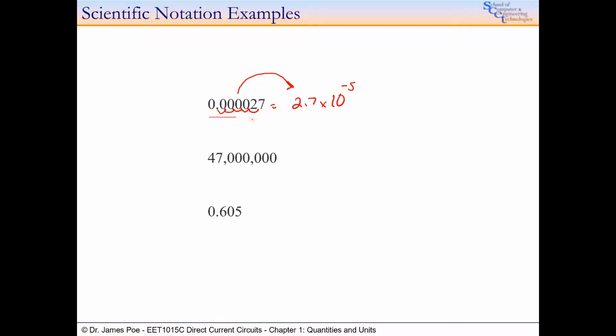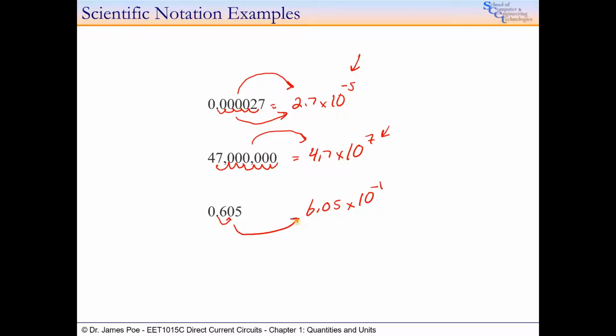So when you go from small to big, you need this to be negative so that it balances out. In this case, 1, 2, 3, 4, 5, 6, 7. So we have 4.7 times 10 to the 7. And again, this needs to be positive because we went from a bigger number to a smaller number. One more time, we need to move this over just by 1. And so we have 6.05 times 10 to the negative 1. Because again, we went from small to bigger. And that's all there is to scientific notation, right?